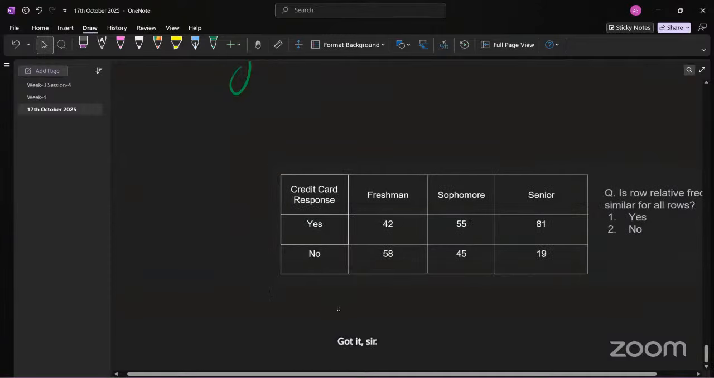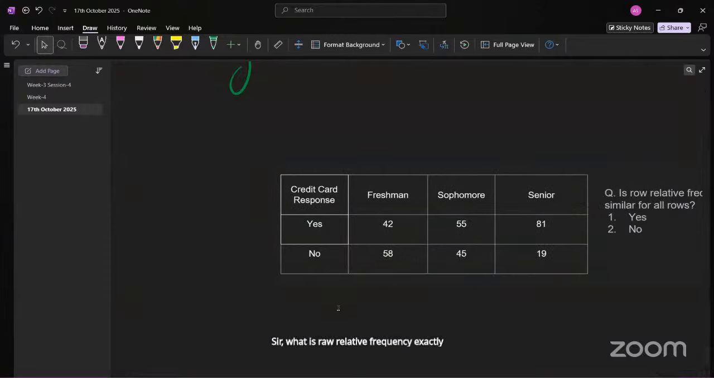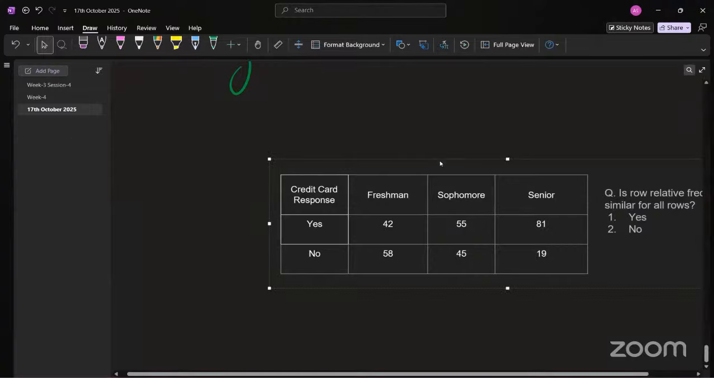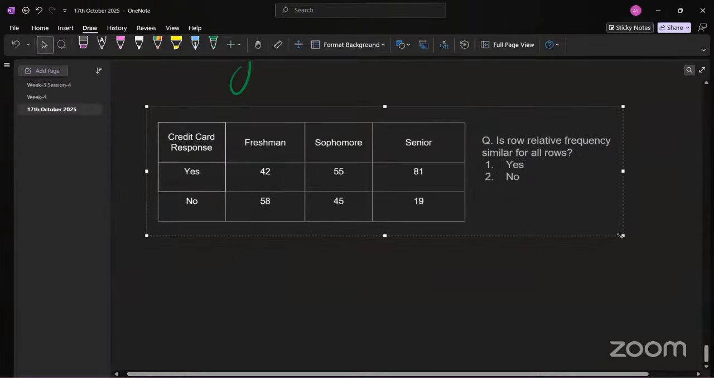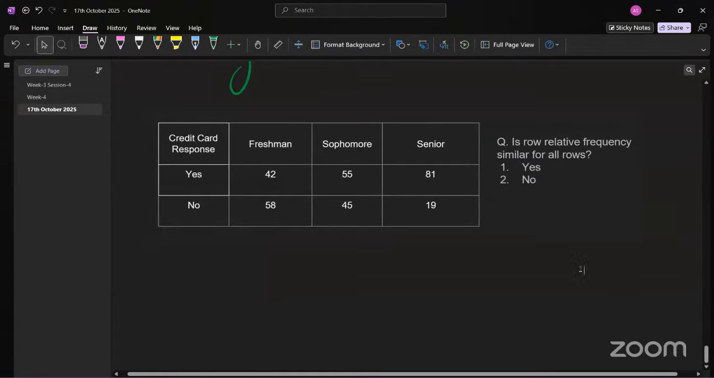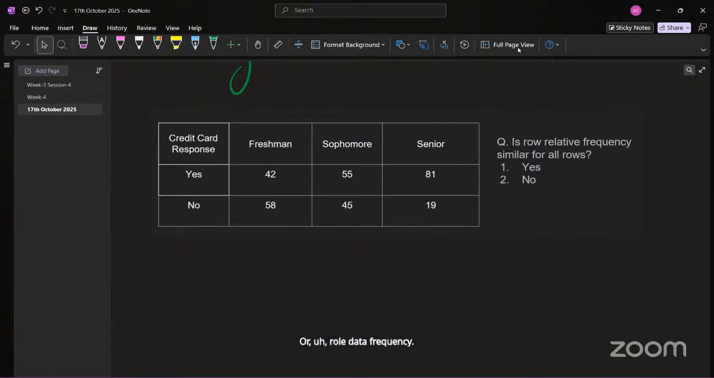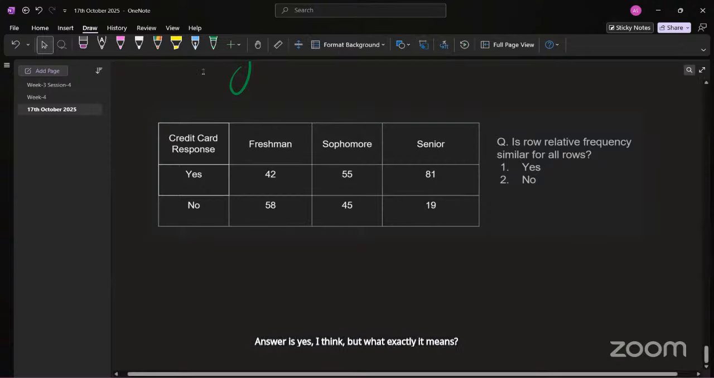Sir, what does row relative frequency exactly mean? What is row relative frequency? The answer is yes, I think, but what exactly does it mean? Just a second.